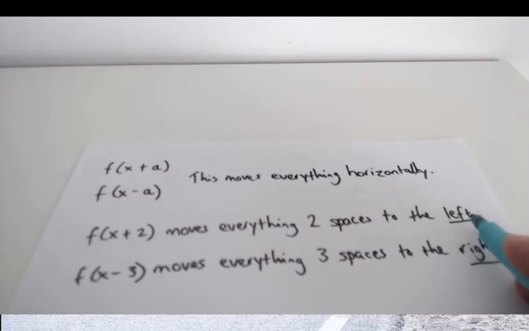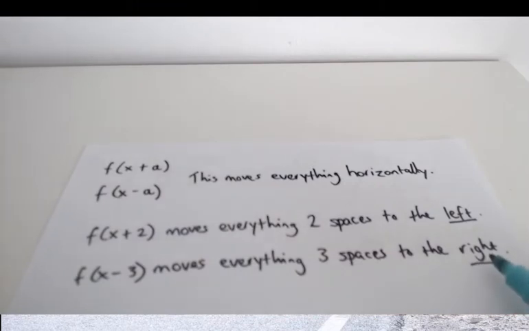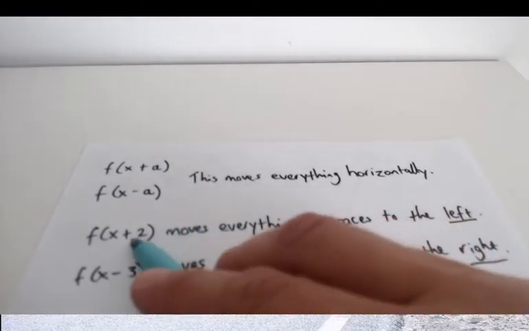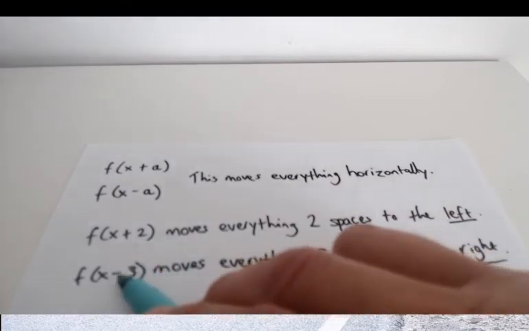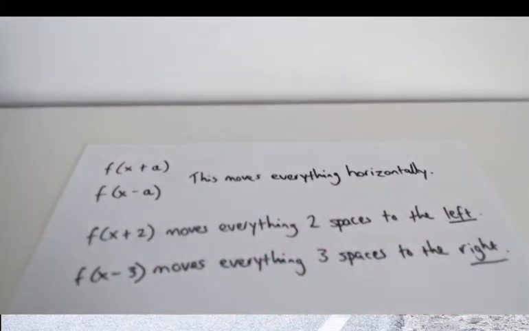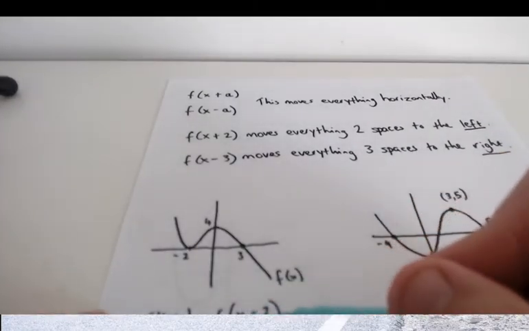Don't you love a bit of weird maths? If you put a minus 3 in the bracket, it actually moves everything right 3. Okay, so we are moving everything either left or right, and it goes against your common sense. Add 2, everything goes left 2, minus 3, everything goes right 3. Let's have a wee look at an example of that. So I'm going to sketch f of x minus 2.